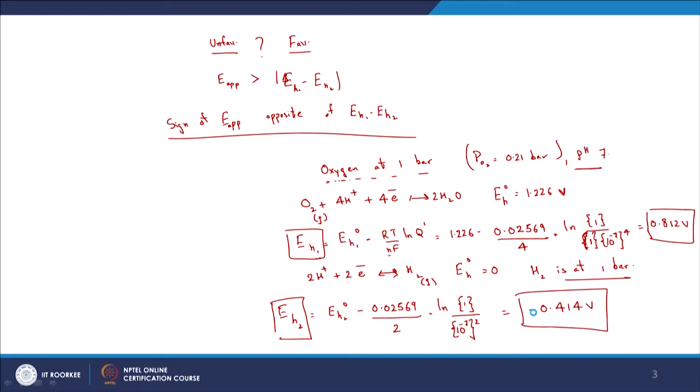So here, as we see, EH1 is greater than EH2. So what does that imply now? You are going to have reduction at electrode 1, which is now equivalent to the cathode, and you are going to have oxidation at electrode 2, or the anode. Let's see what this Ecell is going to turn out to be.